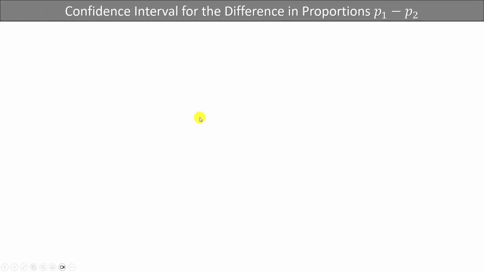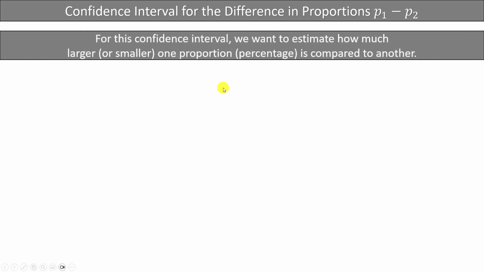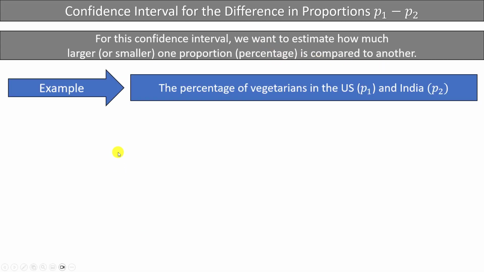All right, so let's talk about the confidence interval for the difference in 2 proportions, which is going to be very similar to the confidence interval we just did. So for this confidence interval, we want to estimate how much larger or smaller one proportion or percentage is compared to another. So the example I'm going to use is, maybe we want to compare the percentage of vegetarians in the United States to India.